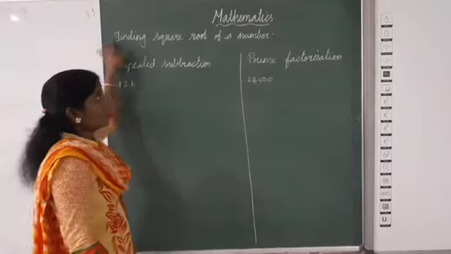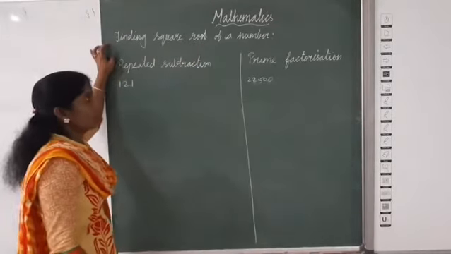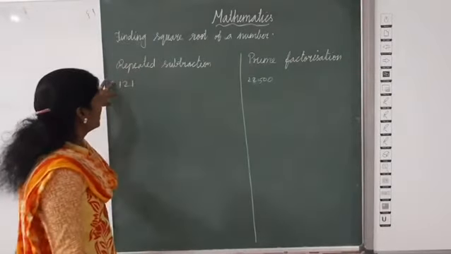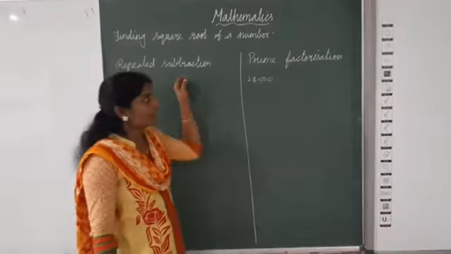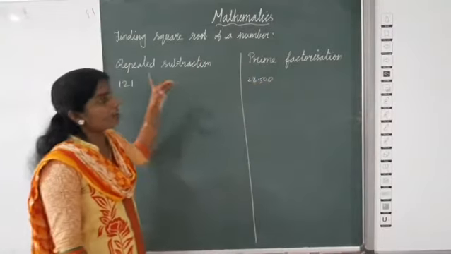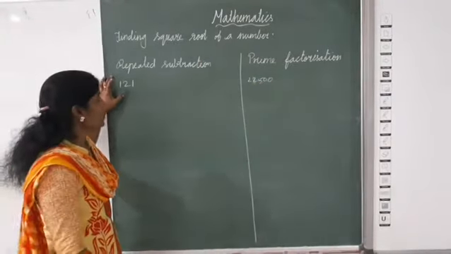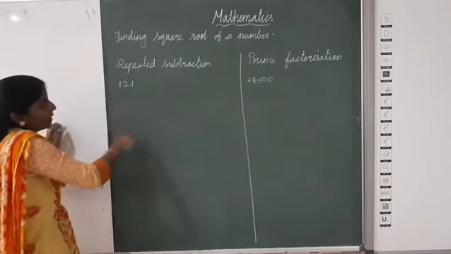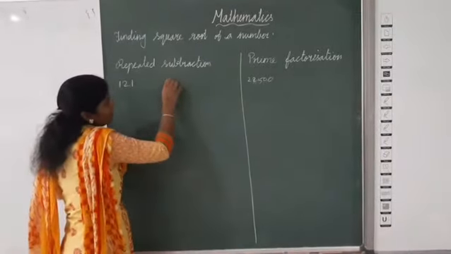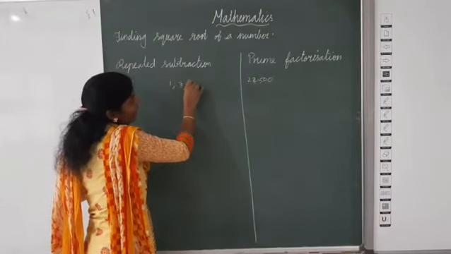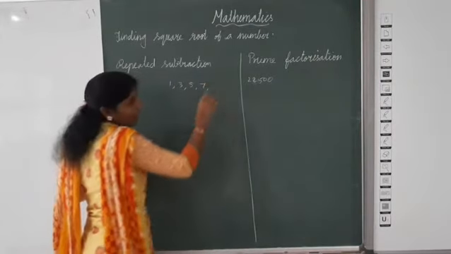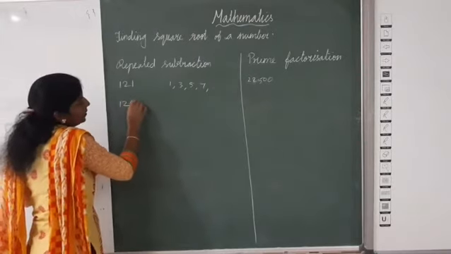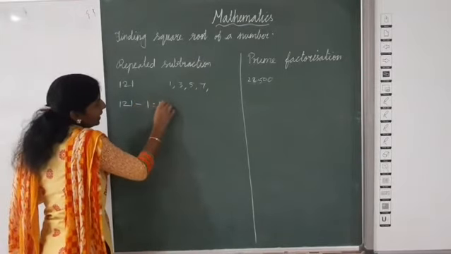Okay, find the square root of a number. Now, we have the repeated subtraction method, then the prime factorization method, and the long division method. First one, repeated subtraction. From 121, we can subtract odd numbers: first 1, 3, 5, 7, etc. Now 121 minus 1 is equal to 120.